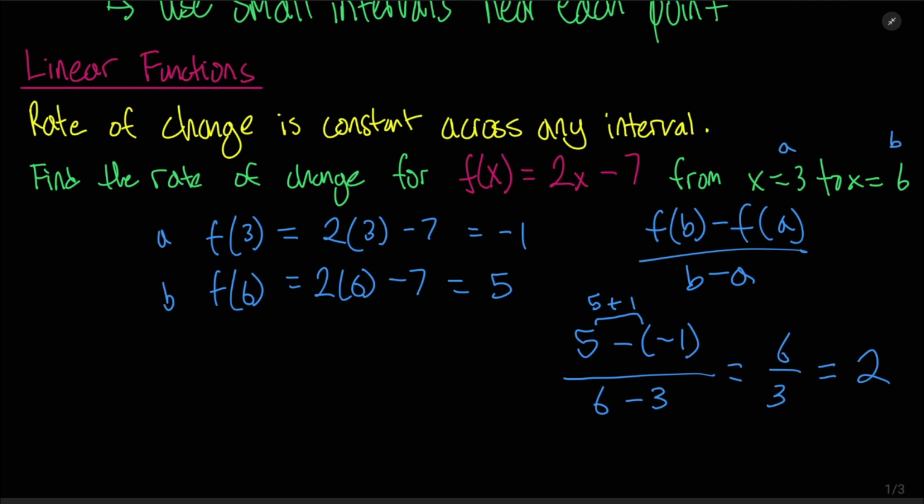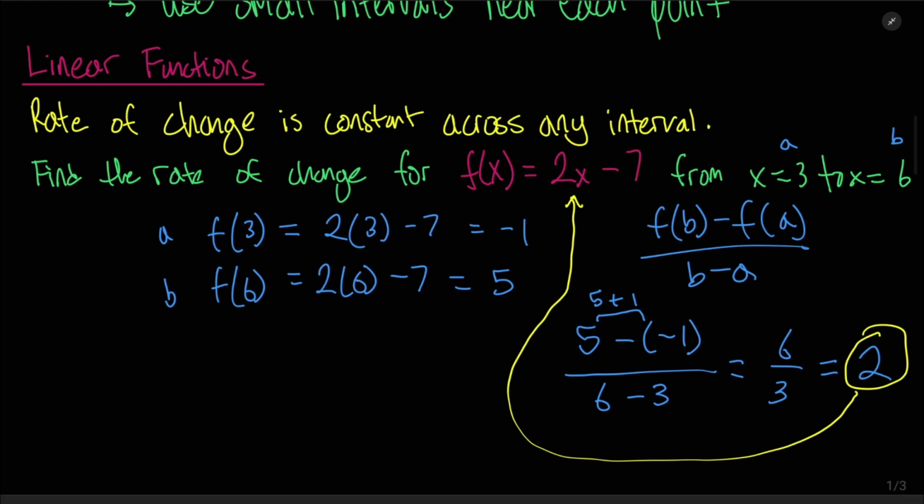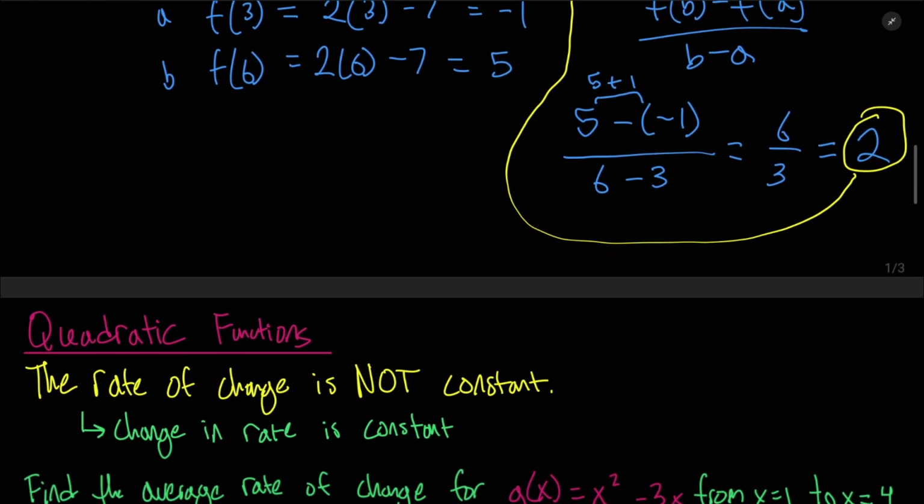And notice how this 2 right here comes right from here. The slope. The slope is the average rate of change. So we're already given 2 up there. Honestly, if you really didn't want to calculate anything, you can just look at that and be like, oh, the average rate of change is 2. It says right there. That's the slope of the graph. That's how you can find that out for linear functions.